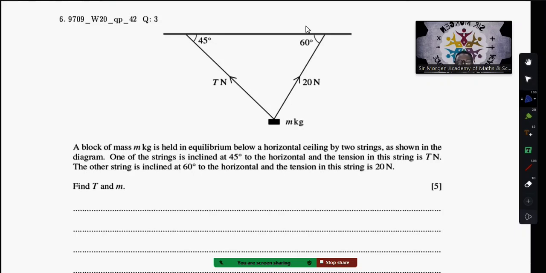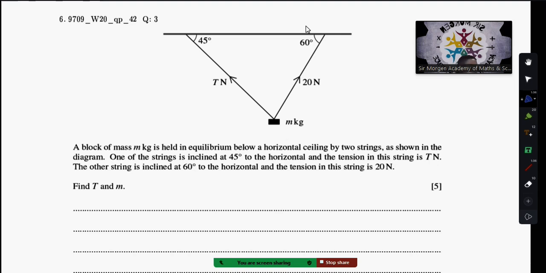Right, in this case, we have a block of mass M that is held in equilibrium below a horizontal ceiling by two strings. One string has a tension of T newtons, the other one has a tension of 20 newtons. Each string has an angle of inclination to the vertical. This question wants us to find the value of T and M.